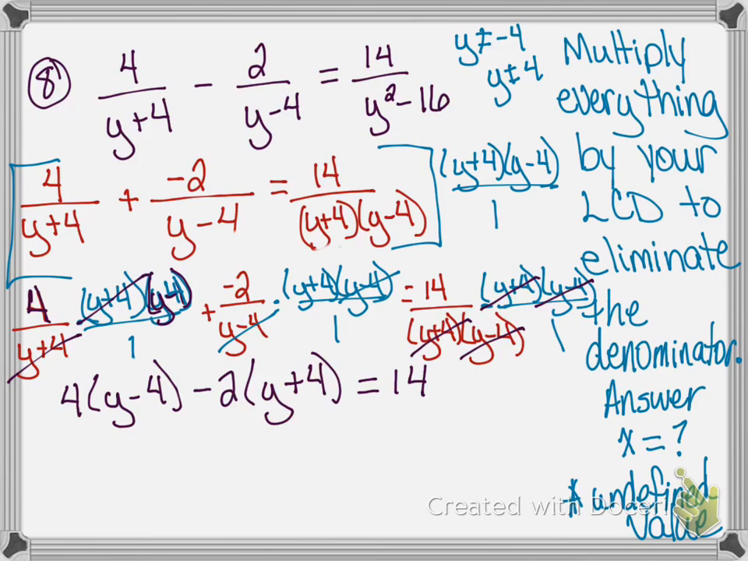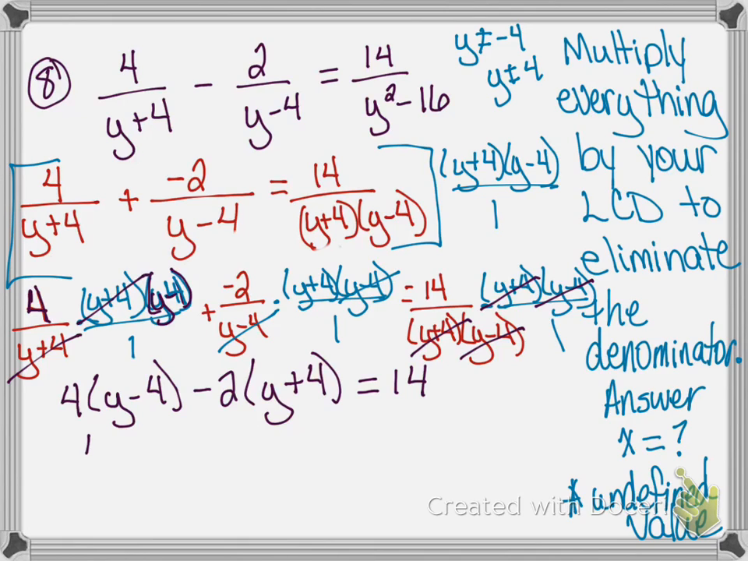Now, I have 4 times y minus 4 minus 2 times y plus 4 equals 14. To solve this one, I get the y's on one side and a number on the other. That is because my y is raised to the first power. This is linear, so you're just solving it like the very first equations we ever solved. You set it equal to 0 when you've got your variable squared or to the third, or raised to a power other than 1.